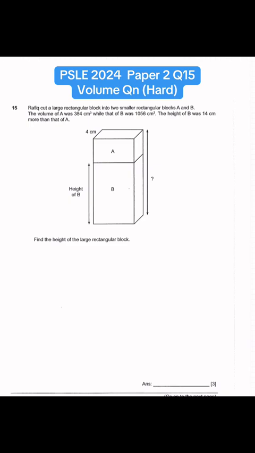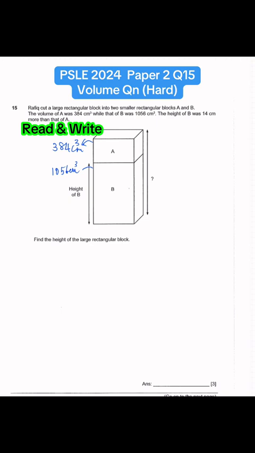Rafiq cut out a large rectangular block into two smaller rectangular blocks A and B. As you can see in the diagram below, A is a smaller block stacked on B. The volume of A was 384 cubic centimeters. I'm just going to make use of the read and write technique to write this information here. And that of B was 1056. And the height of B was 14 cm more than that of A.